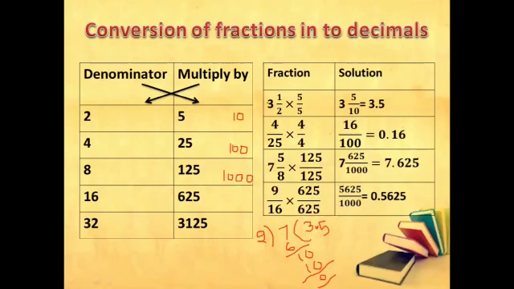See, 3 1/2: 3 is a whole number, leaving 3 as the whole number part. Half can be changed by 5 by 10, so it is 3.5. If it is 4 by 25, because whenever it is 25, you have to multiply by 4. So 4 4s are 16 by 100, it becomes 0.16. If it is 5 by 8, whenever 8 you have to multiply by 125, so you multiply by 125 and get 0.625. This method is very easy when you are finding the square roots and cube roots of any given number also. The conversion of fractions into decimals.